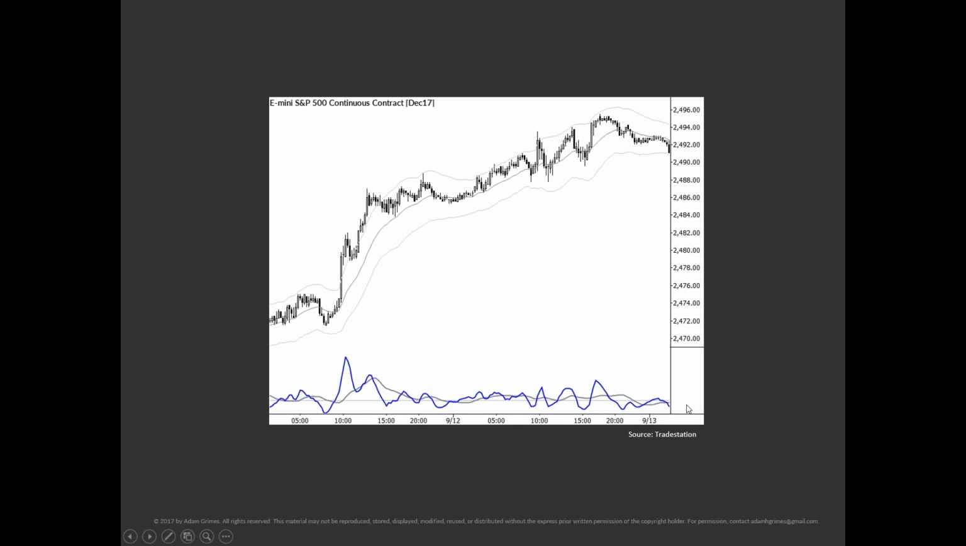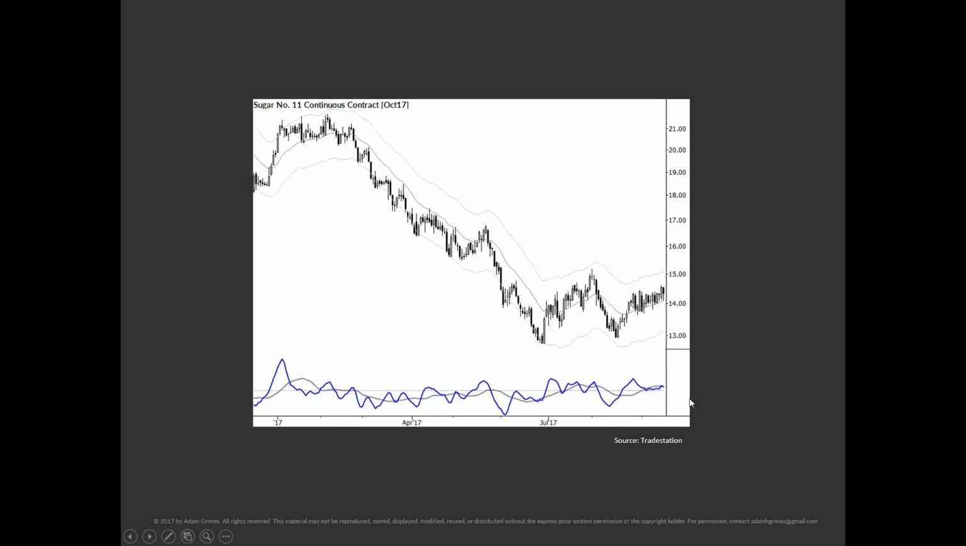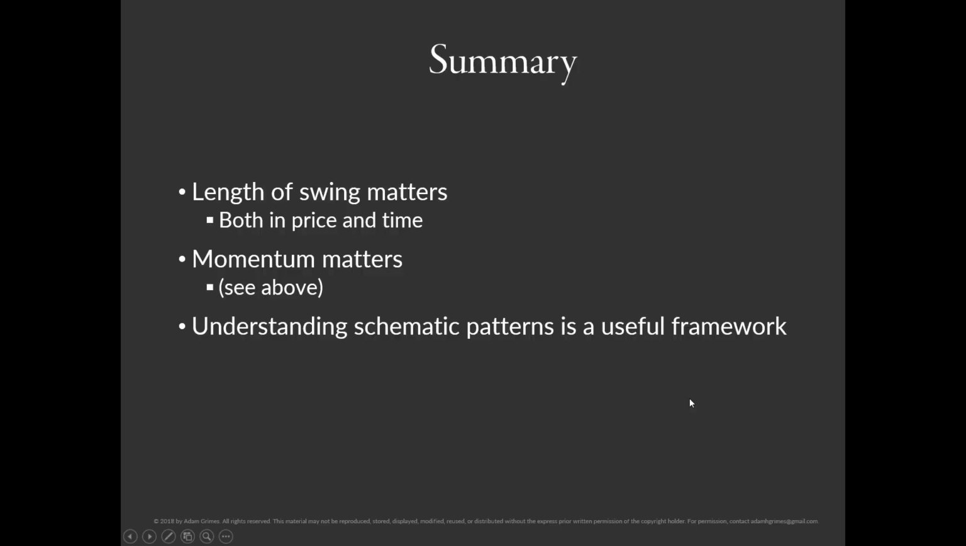I have some price charts here, but we've been talking about price charts. I'm going to skip over them and just summarize the market structure approach by saying this is really mostly about length of swing. And momentum matters. Momentum is a relationship of the price movement over the length of time it takes to make the movement.